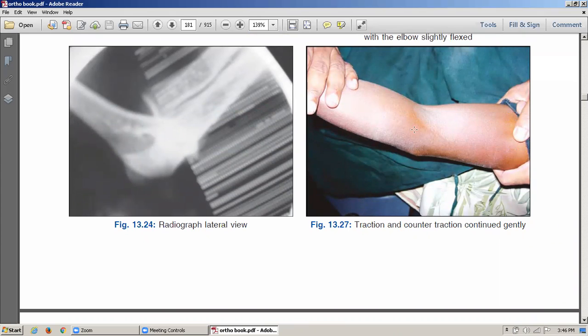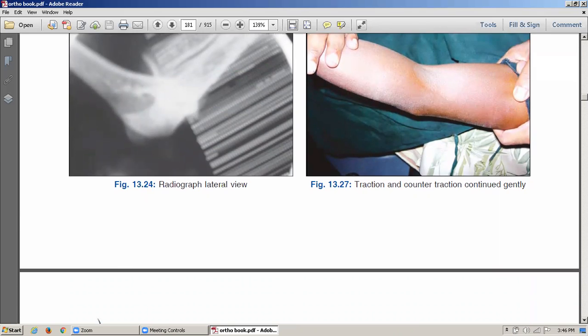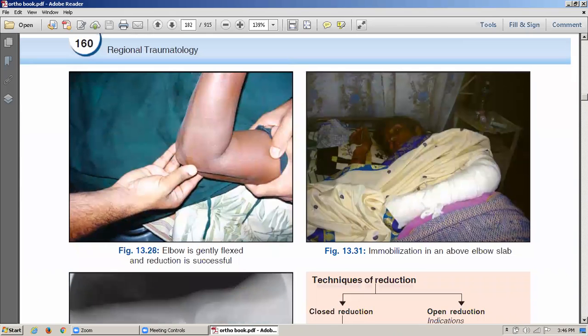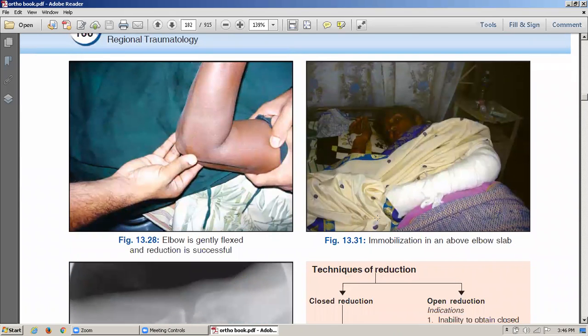Here is the diagram of the traction and countertraction, which is continued gently. This is the diagram where the elbow is gently flexed and the reduction is successful. So this is a diagram of the immobilization in an above elbow slab. So this is the elbow slab.